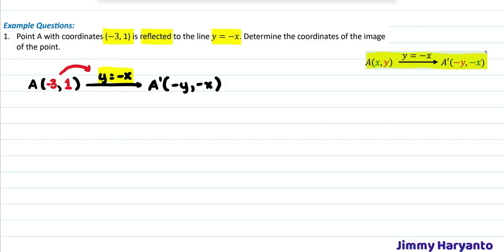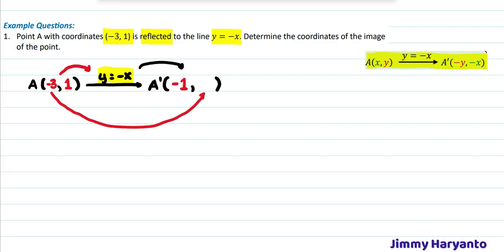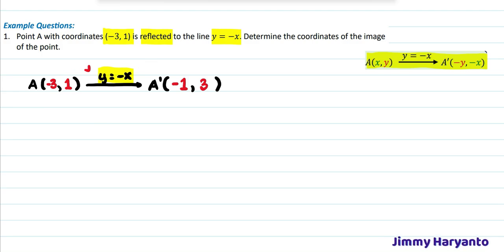Okay, the formula says you only have to swap the x and y and then give negative sign to both of them. So let's swap the x and y. So it's 1 for the y, it will be swapped into the x and you will give the negative sign, it will become -1. And then the x is -3, it will be swapped with the y, so it will become -3. Do not forget to give negative sign to the x, yeah, so it will become 3. There you go. This is how you calculate the reflection to the line y equals to -x. Pretty easy.